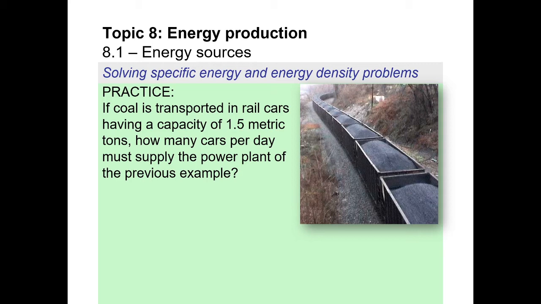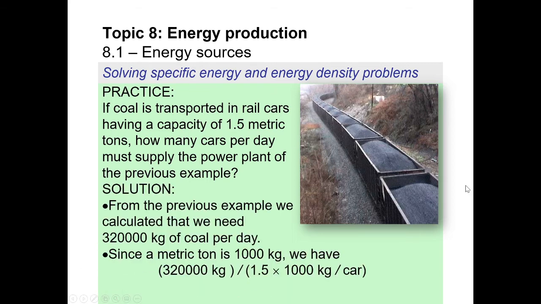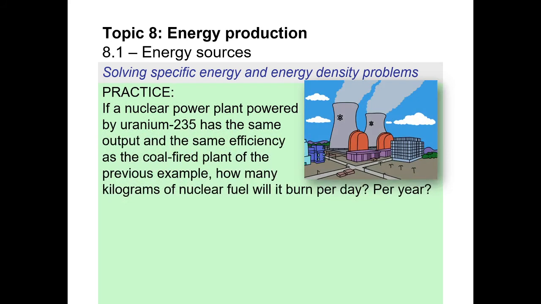Okay, so let's move on to the next slide. If a nuclear power plant powered by uranium-235 has the same output and the same efficiency as the coal-fired plant of the previous example, how many kilograms of nuclear fuel will it burn per day and per year? So we're assuming it has the same efficiency and the same output.